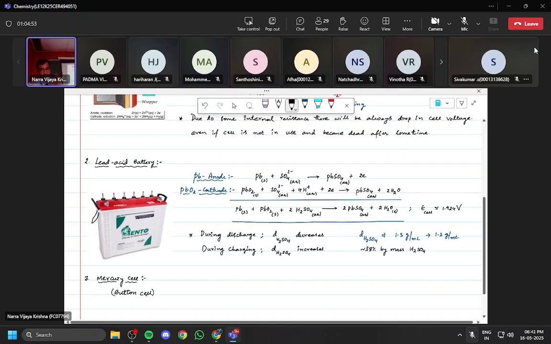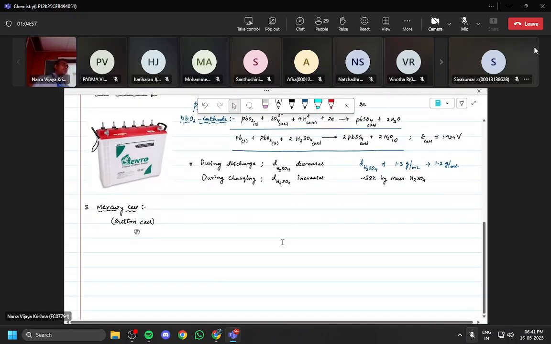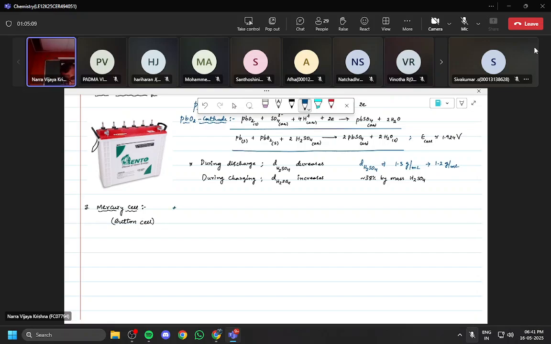What is the major role of this button cell? Why have we gone for this button cell? To provide steady voltage. A normal dry cell voltage keeps on decreasing, no? So in the button cell, the voltage output remains the same.